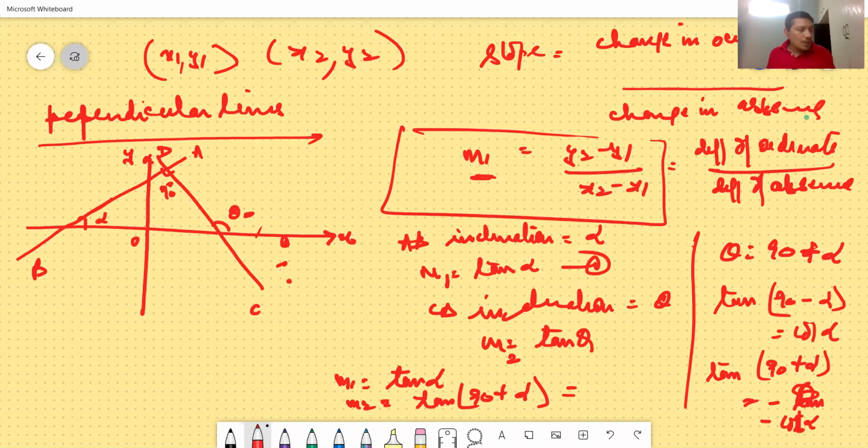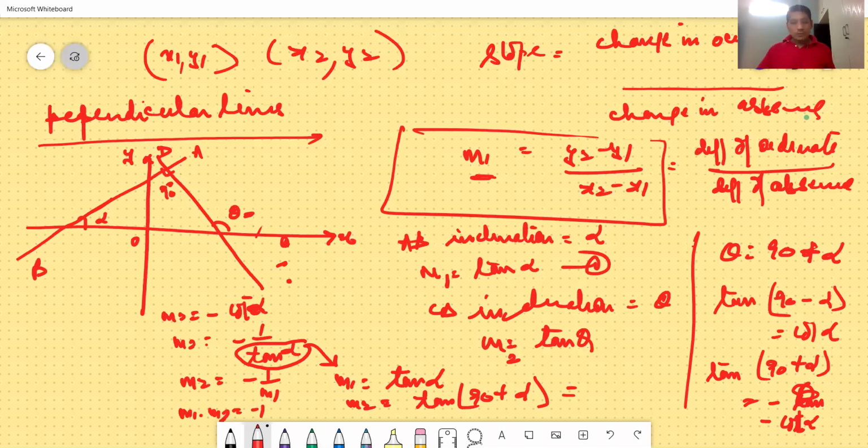अब what I've got is m2 equals to minus cot alpha. That means m2 equals to minus 1 upon tan alpha, right? So m2 equals to minus 1 upon m1, because what is tan alpha equals to? ये तो m1 है. तो हमने यहाँ पर m1 को पुट कर दिया. What I got? m1 into m2 equal to minus 1.